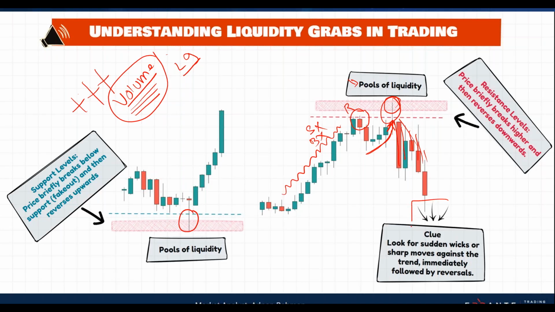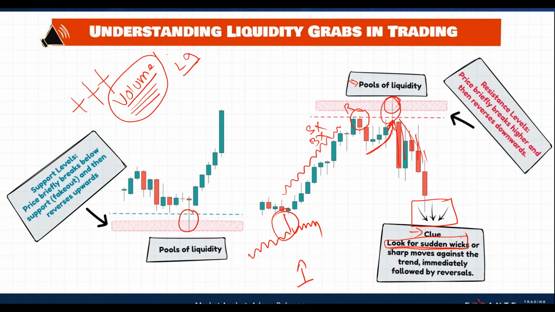This clue, keep it in mind. Look for sudden wicks. Over the chart, if you have sudden wicks, like say your market is moving in a range and then you have this wick over here and then you see the market coming downwards on a high volume, it means that liquidity grabbing is being done. So look for sudden wicks.